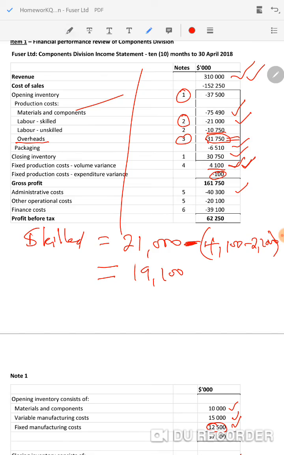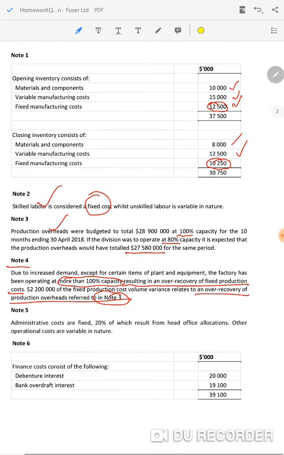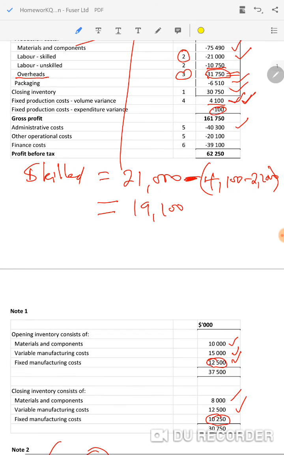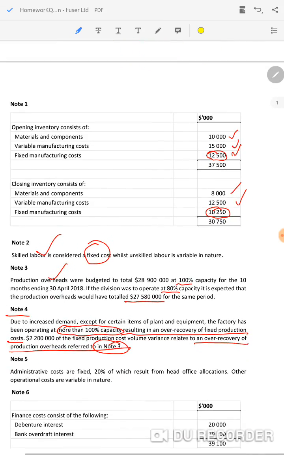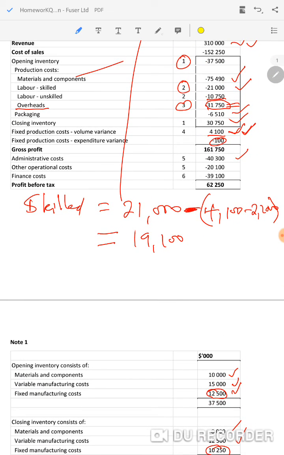Then moving on to admin costs. So admin costs, note 5. We need to know, are they variable or are they fixed? Admin costs are fixed, so they go under our fixed cost. Other operational costs, you go again to note 5. Operational costs are variable in nature, so they are categorized under our variable cost. Then finance costs, definitely these are fixed in nature, so they go under our fixed cost. So once you have completed that categorizing, what is fixed costs, what is variable costs, you should then be able to calculate your profit using the variable costing method.